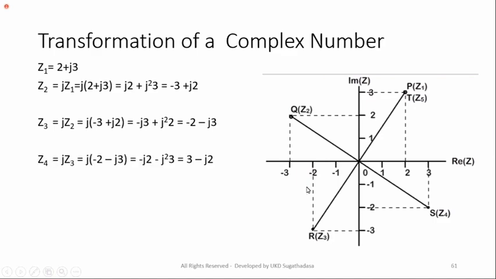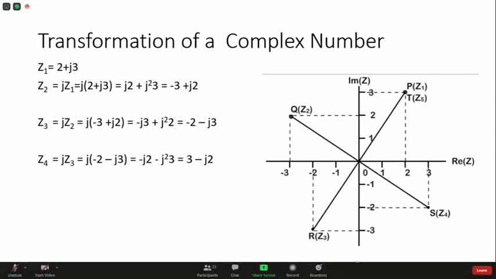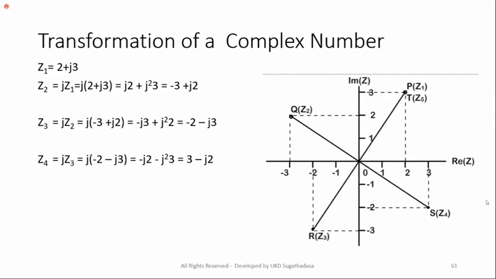What is Z4? That is jZ3. j times minus 2, minus j3. Simplify, you get 3 minus j2. 3 minus j2 is in the fourth quadrant. Again 90 degrees. See the interesting thing? Every time you multiply by j, the complex number rotates by 90 degrees. That's the conclusion, right? Every time you multiply by j, the complex number rotates by 90 degrees counterclockwise. That is counterclockwise.